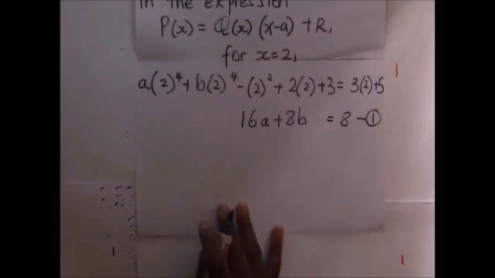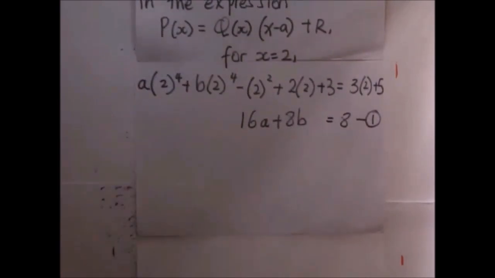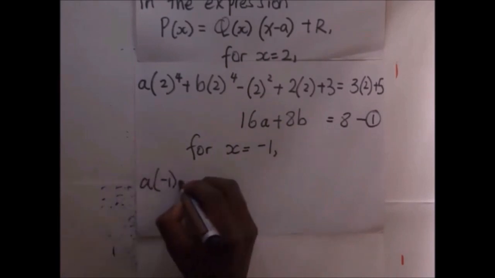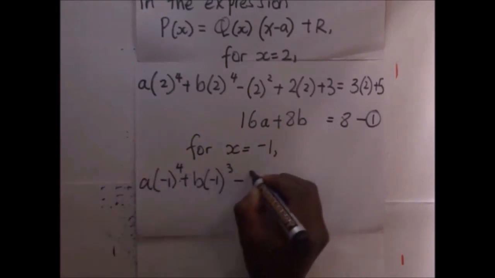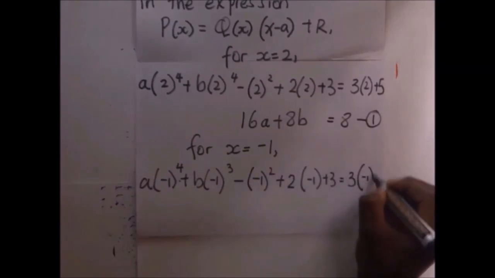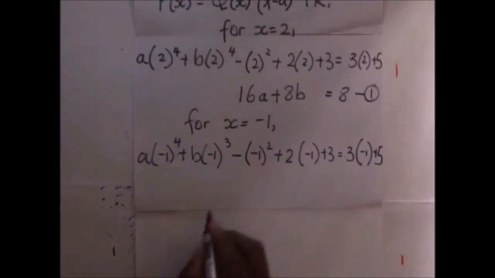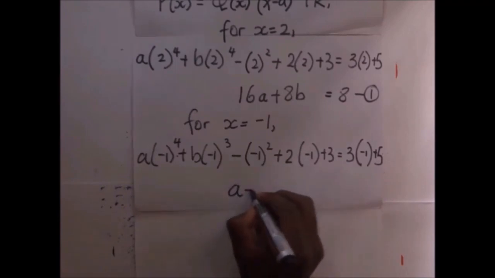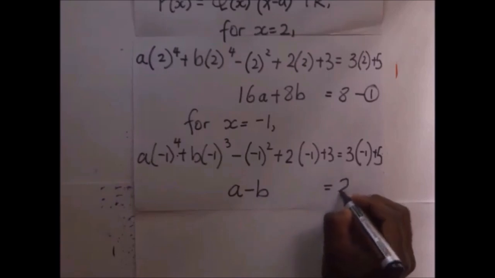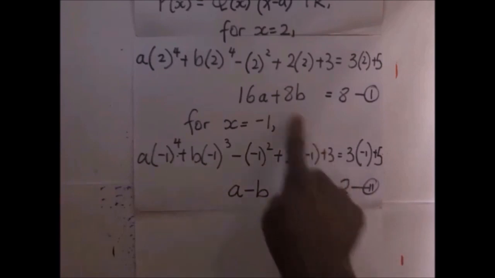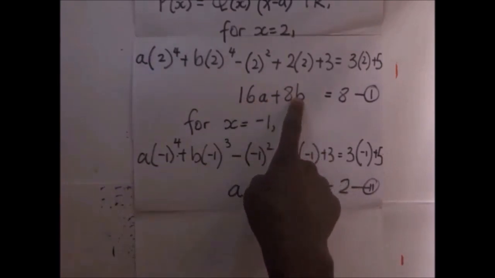That's our first equation. Then in the second equation, we are still going to substitute in that same expression the value of x, which is going to be negative 1. So we shall end up with our expression here as a minus b is equal to 2. So our first equation is a minus b is equal to 2. Our second equation is 16a plus 8b is equal to 8.